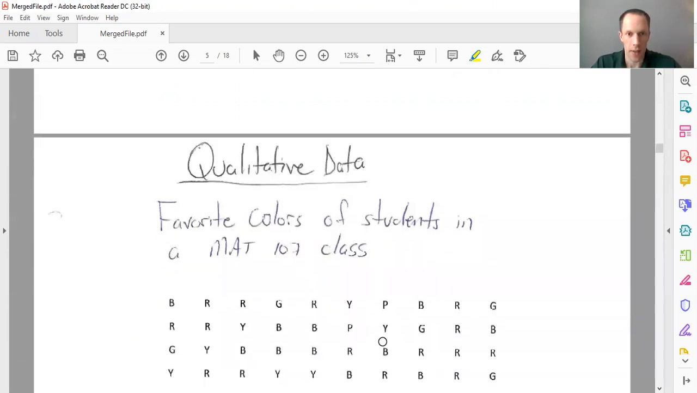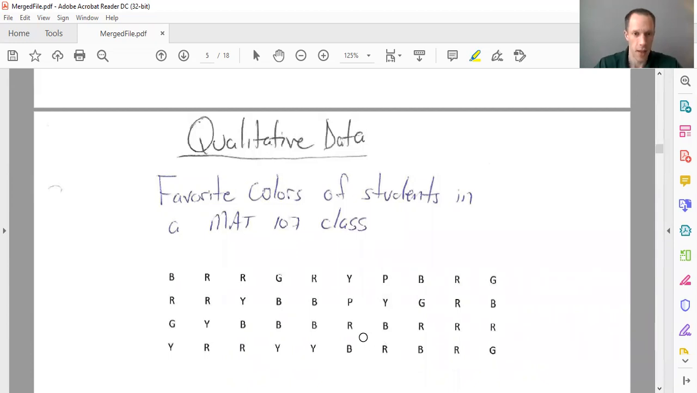Okay, what if we have qualitative data? If we have qualitative data, maybe what I do with the 40 students who are in the class is not only ask them what their age is, but ask them what their favorite color is. So maybe some students respond with blue, some with red, some with green, some with yellow. Okay, maybe some purple too. So B would be blue, R would be red, G would be green, Y would be yellow, and P would be purple. So here's their 40 responses.